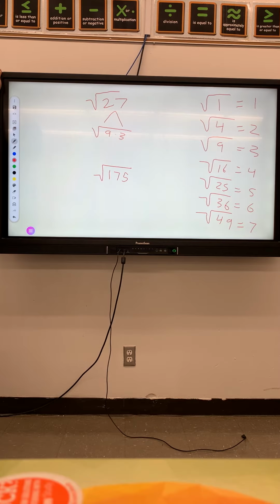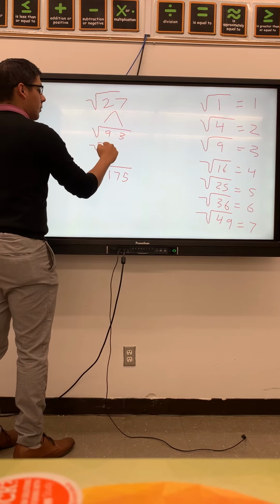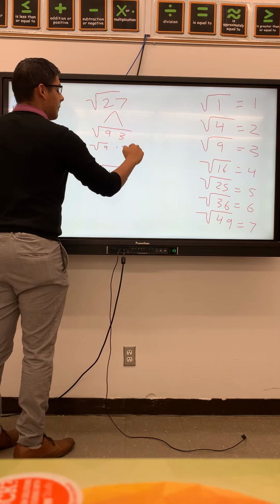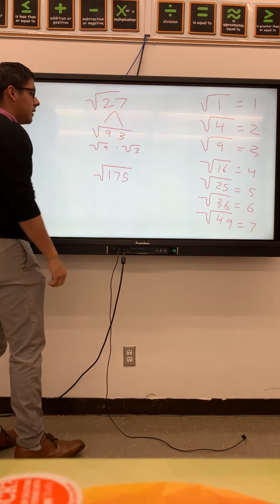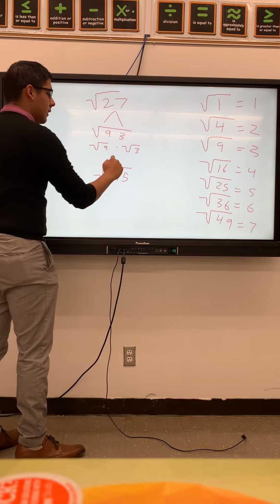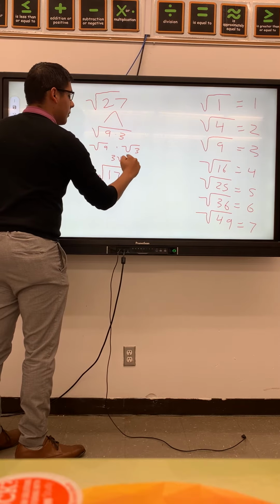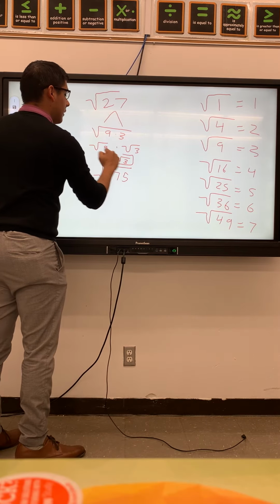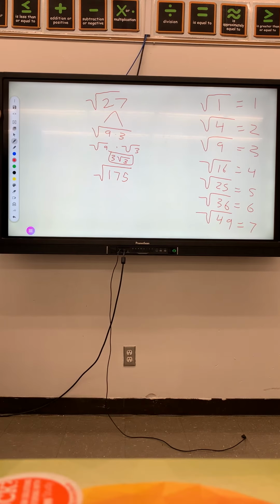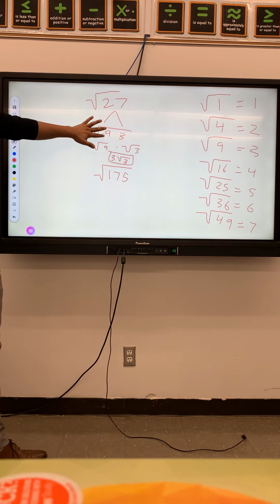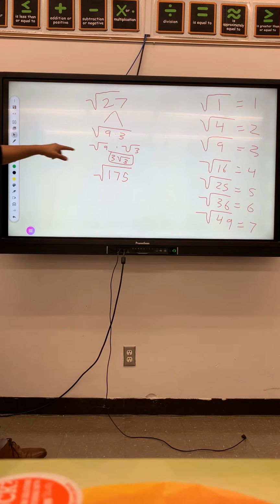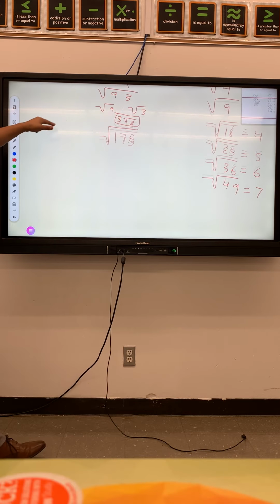Okay? So now that we have that, we can actually split that into square root of 9 times square root of 3. And if we just simplify the square root of 9, we get 3 square root of 3. And that would be our answer. So your goal is to make sure that you can split it into a perfect square times another number, so you can simplify it as much as you can.